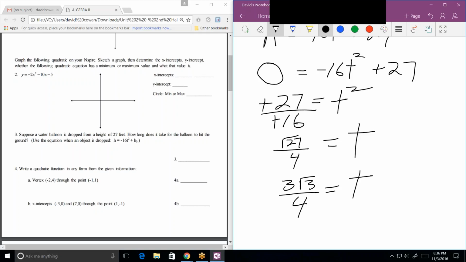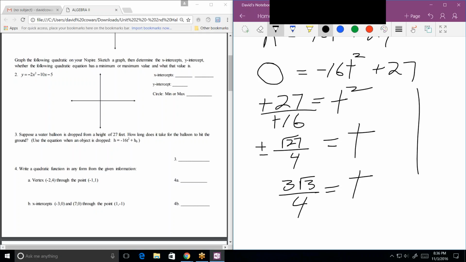Now, you'll notice that I violated something I've always told you to do. I've always said that whenever you're taking the square root of both sides of an equation to solve it, always begin your answer with plus or minus. And that's a true statement. It is plus or minus. The problem is there's no such thing as a minus time.